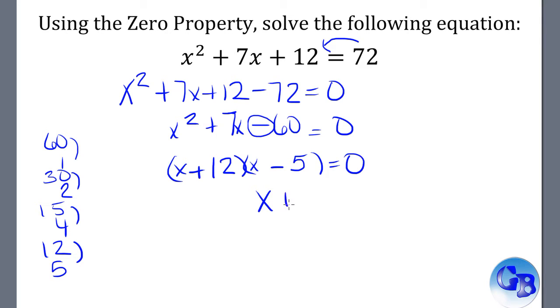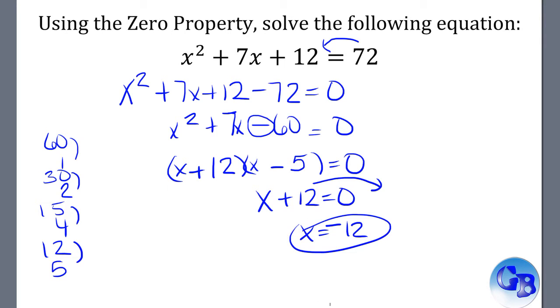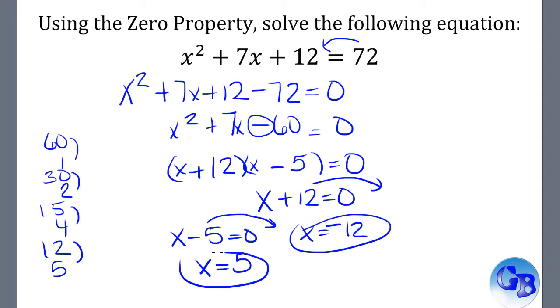We now have x plus 12 equals 0. We want to move that 12 to the other side of the equal sign to give us x equals negative 12. There is one solution. And then we're going to work with x minus 5. x minus 5 equals 0. We move the negative 5 to the other side of the equal sign. That gives us x equals 5. And there is our other solution. So now, using the zero property, we have just solved this equation.